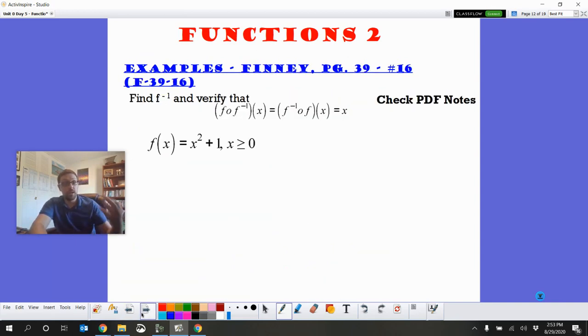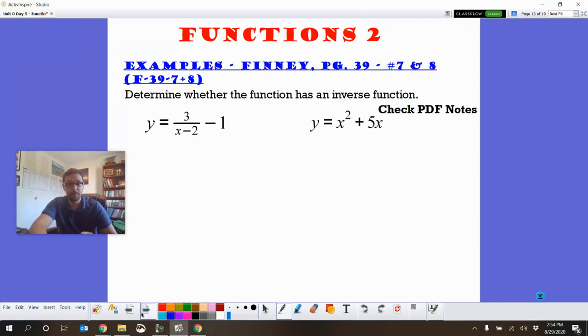If you'd like to see another verification of putting functions in functions to verify that they're inverses and finding another inverse, I'll do another one in the PDF notes that you can check out. I'll be doing this one out of the Finney book. And I'm going to do this one to determine whether this has an inverse function. I'll do this one in the online notes.